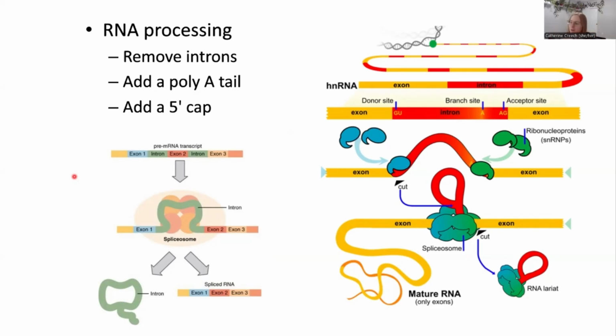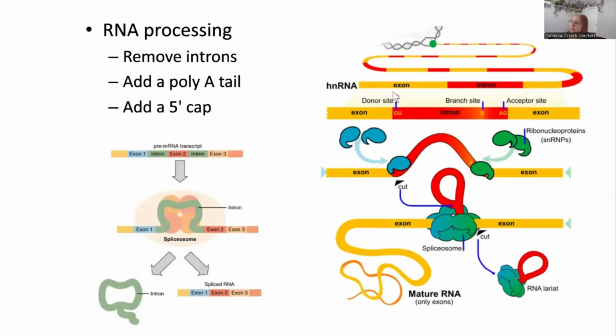The way we get rid of them is with an enzyme called the spliceosome. And what the spliceosome does is it takes your mRNA and it squeezes the ends of two exons, which are the pieces that we do want, close together, and then it cuts out the intron so that we are left with only exons of mRNA.